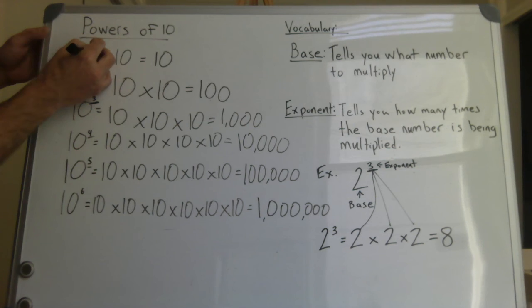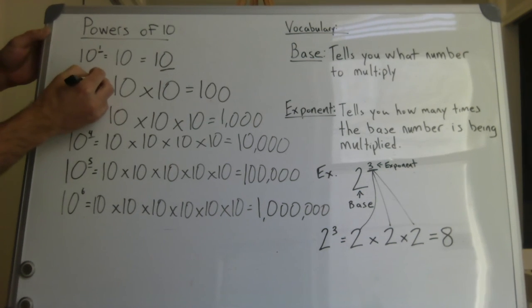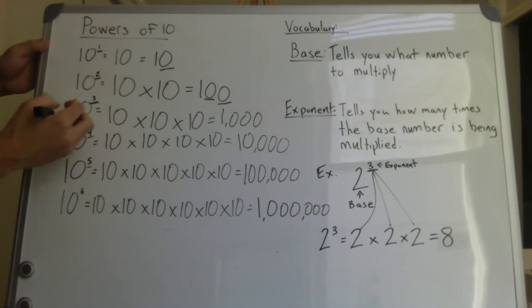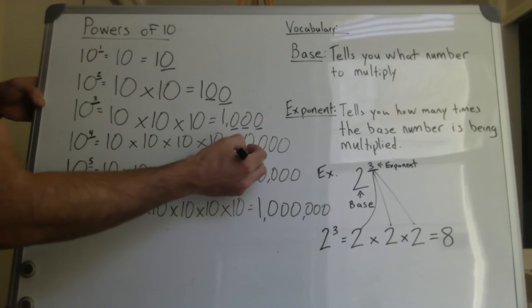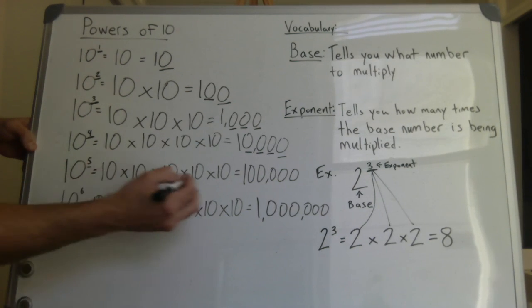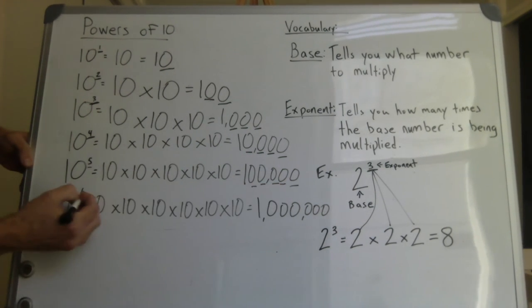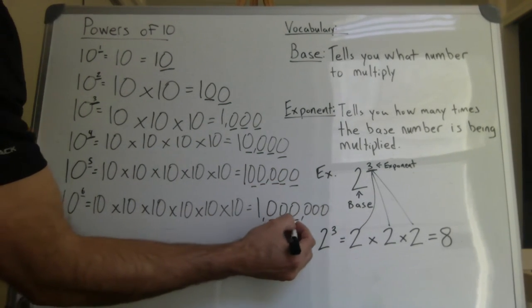So we have 1 here, we have 1 zero. We have 2, we have 2 zeros. 3, 3 zeros. 4, 4 zeros. The 5 has 5 zeros, and the 6 has 6 zeros.